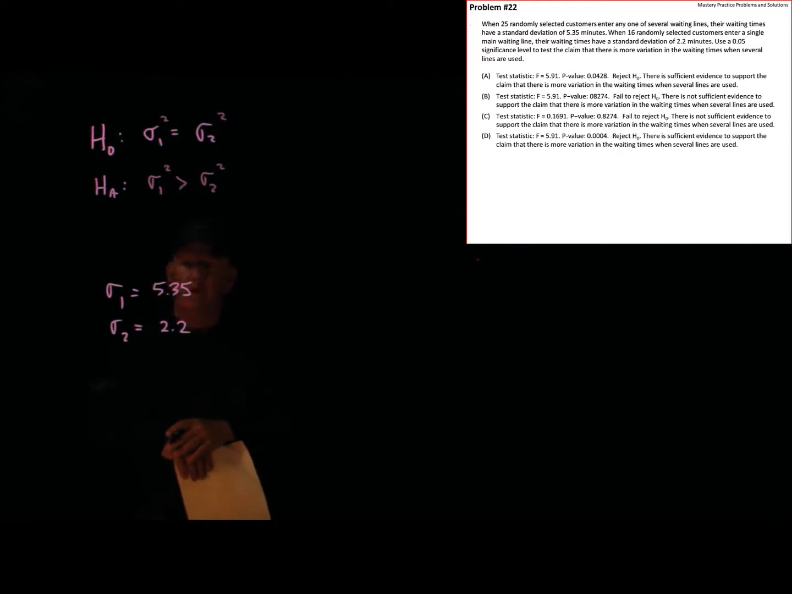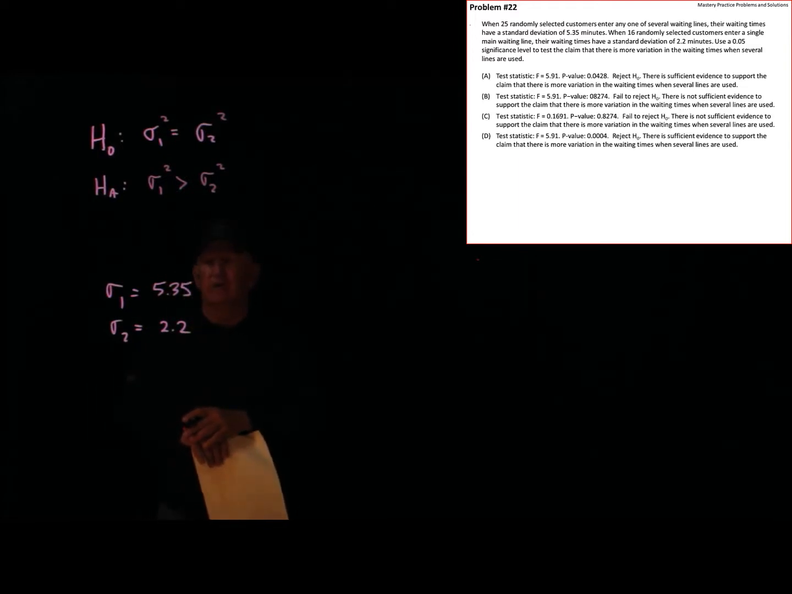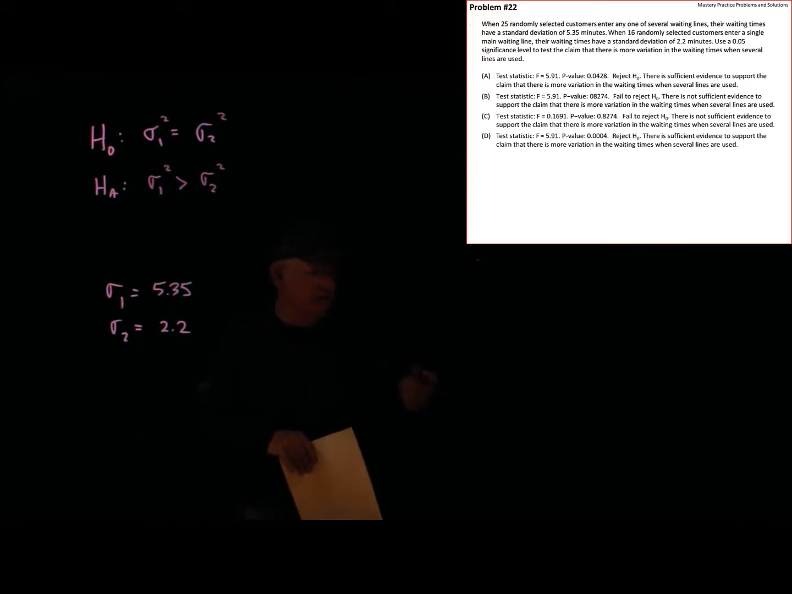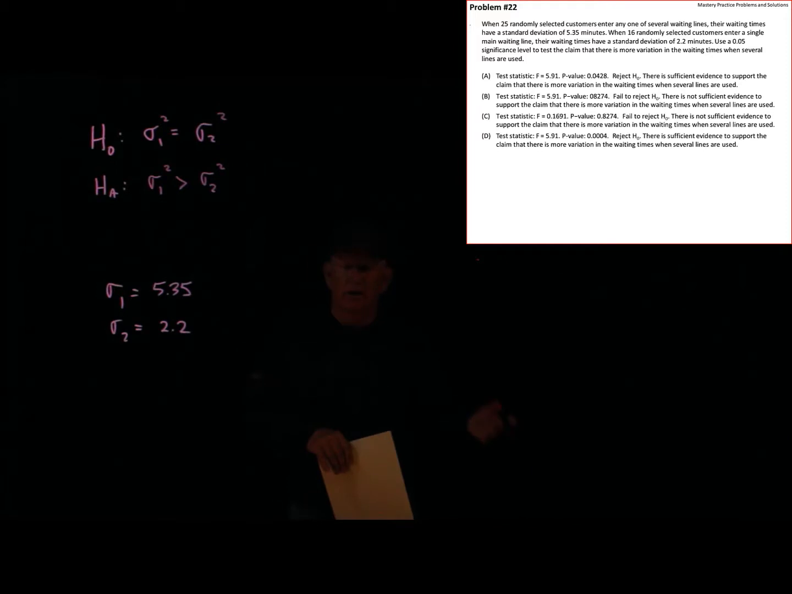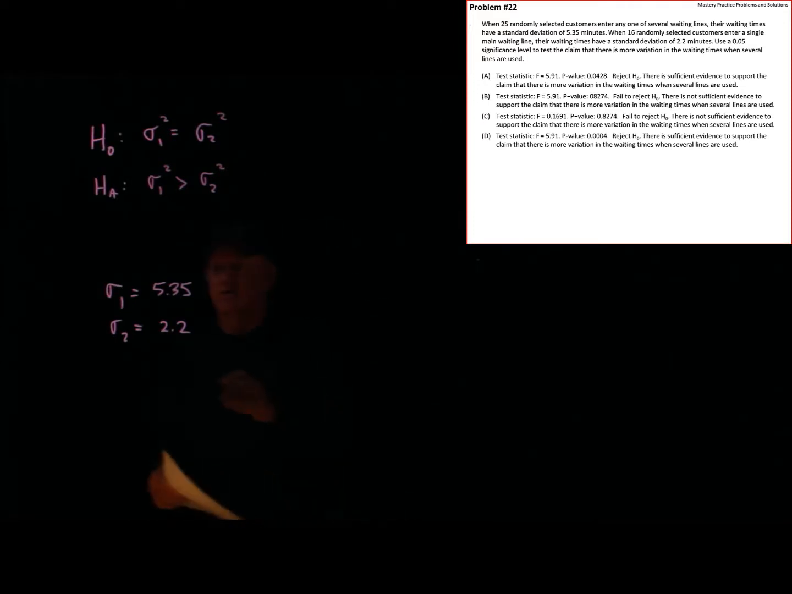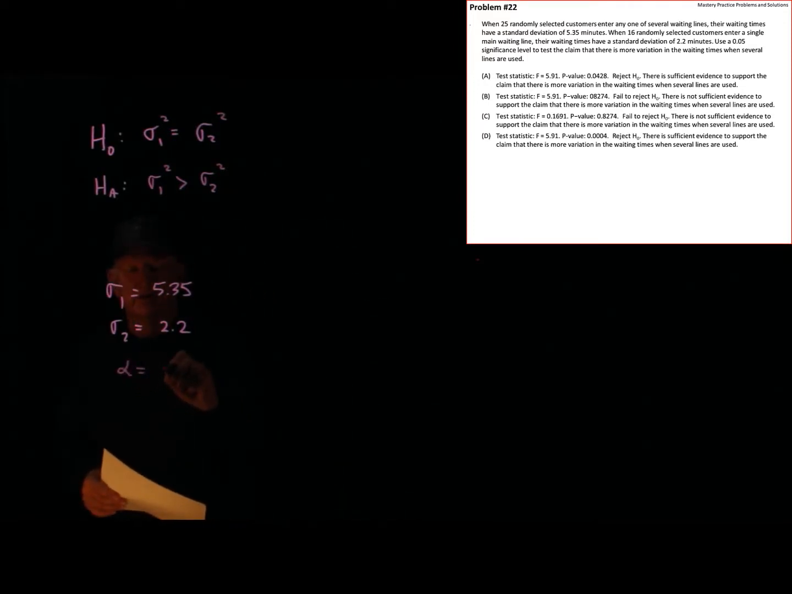And so all that's really left to do with this problem is to find the F statistic and then make use of our calculator and the FCDF value to calculate a p-value, compare that to alpha. We said let's do this with 0.05.